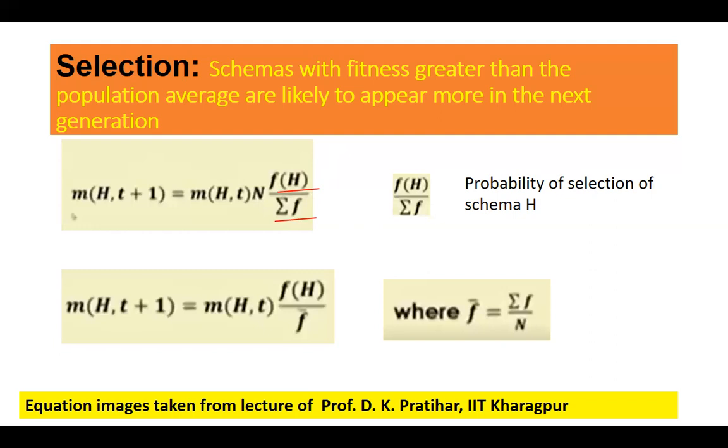We can also write it as m(H,t+1) equal to m(H,t) multiplied by f(H) divided by F bar, because this average fitness F bar is nothing but the sum of the fitness values divided by the population size. So we can get the F bar here. All the equations I am using here are taken from the lectures of Professor D.K. Pratihar from IIT Kharagpur, his lectures on evolutionary algorithms.